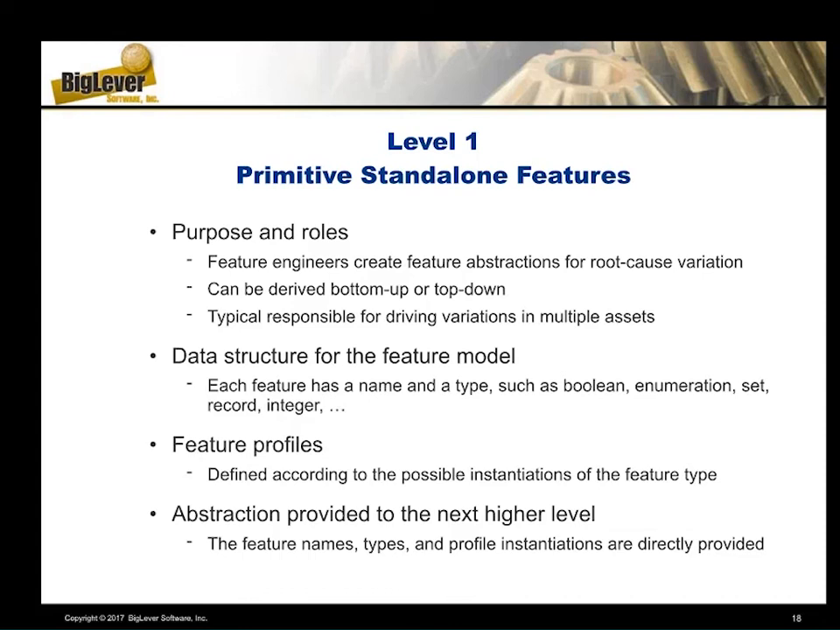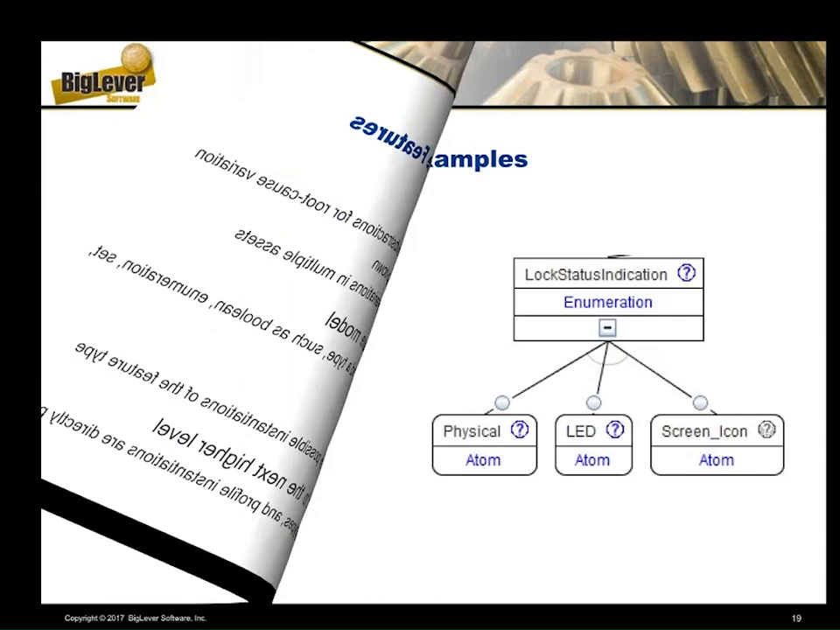And the abstraction provided to the next level is the feature names, types, and profile instantiations are directly provided. But now the next level, we know how these features are going to drive asset variation, but the next level is insulated from that. The next level and the people working at that level no longer need to be concerned with the assets. They can start thinking about the features in terms of capabilities.